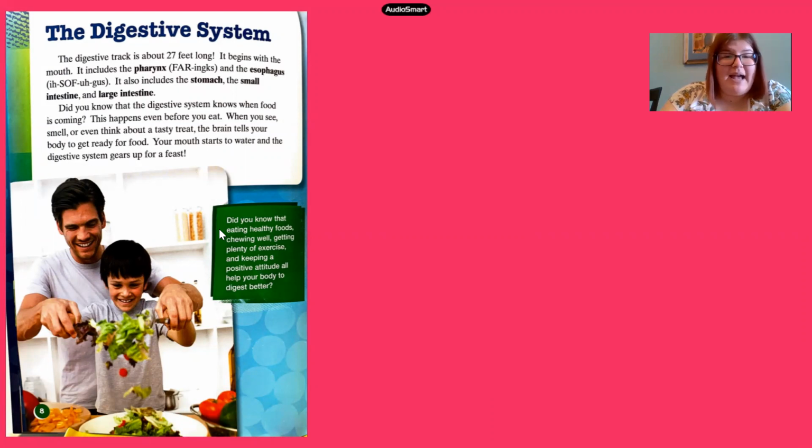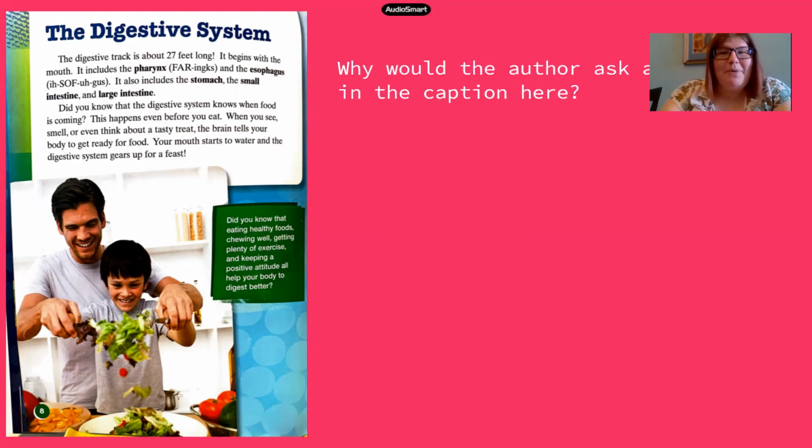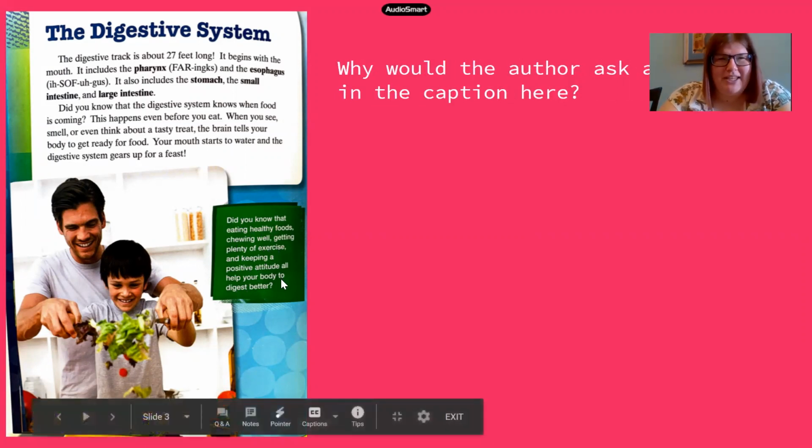Let's go ahead and read this caption. Did you know that eating healthy foods, chewing well, getting plenty of exercise, and keeping a positive attitude all help your body to digest better? So now I have a question for you from this page. Why would the author ask a question in the caption here?